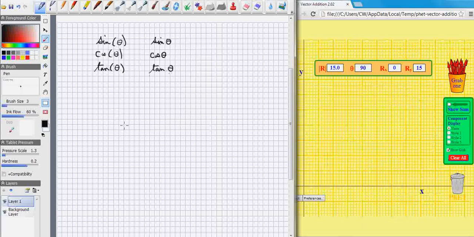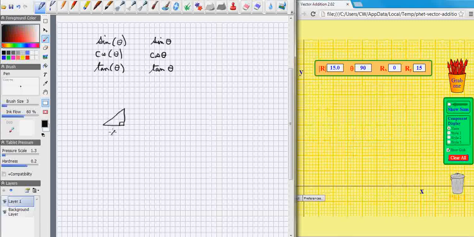Okay, so how are they defined? They are defined in terms of a right triangle. Let me just give you an example with a 3, 4, 5 right triangle. So let's make this 4 units long, and let's make this 3 units long. I've got a right angle right here, and then my third side, which would be the hypotenuse, is that side right there.